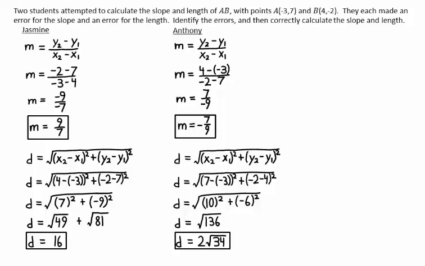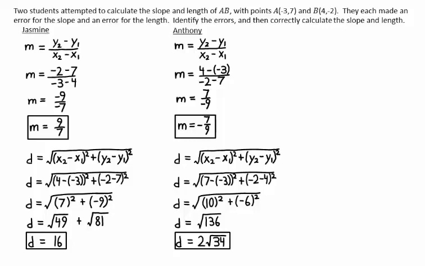Two students attempted to calculate the slope and length of AB with points A(-3, 7) and B(4, -2). They each made an error for the slope and an error for the length. Identify the errors and then correctly calculate the slope and length.